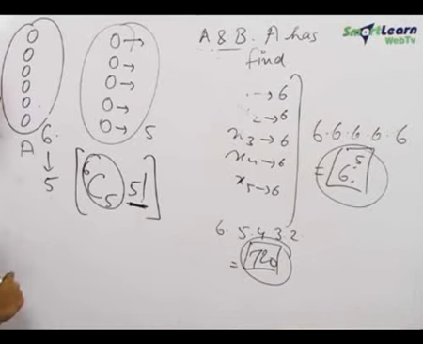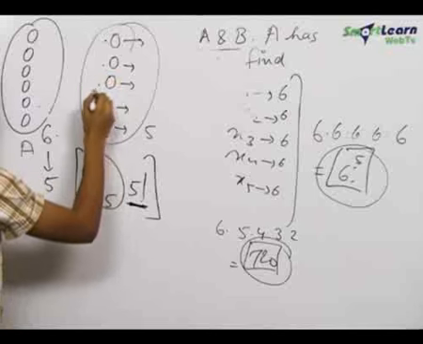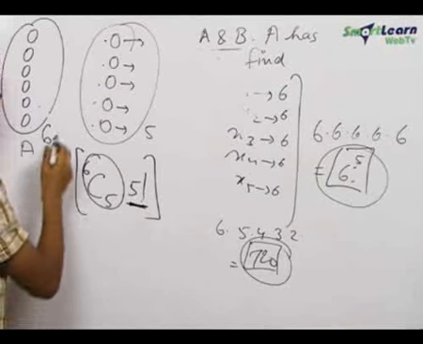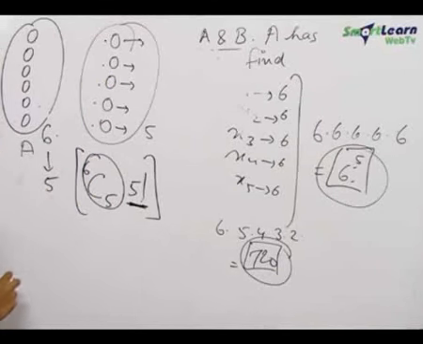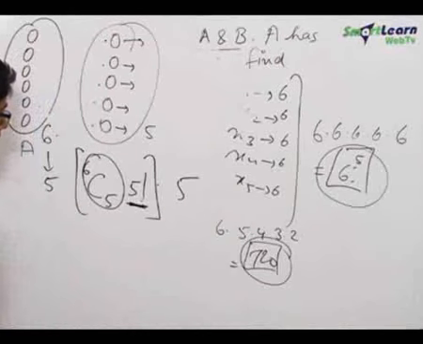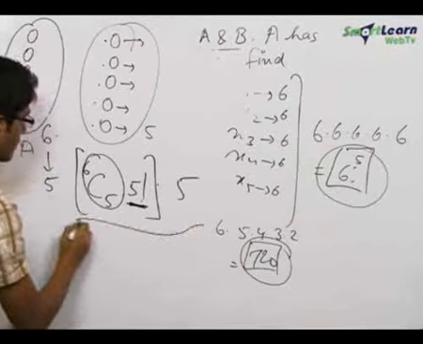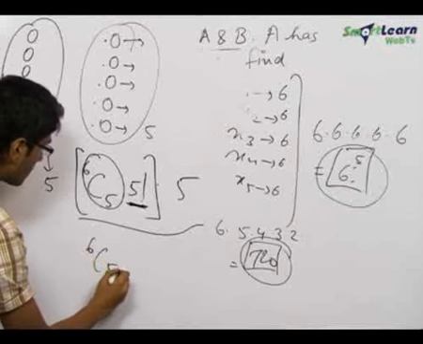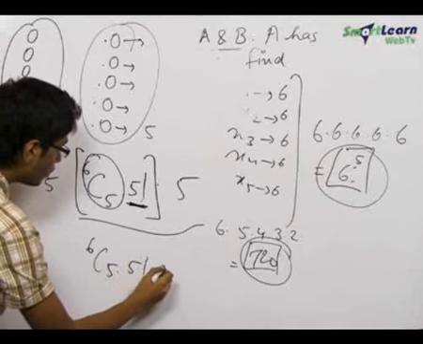Now there is 1 element left. This 1 element can go to either this, this, this, this or this. So there are 5 possibilities for the last element left. So the last element can be supplied in 5 ways. So the number of onto mappings in this case is 6C5 into 5 factorial into 5.